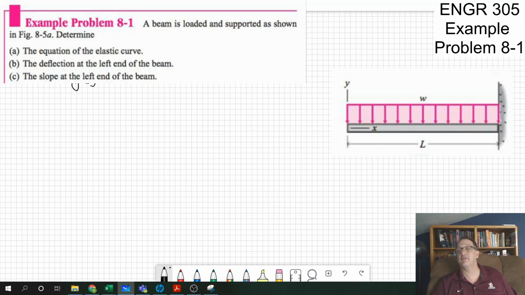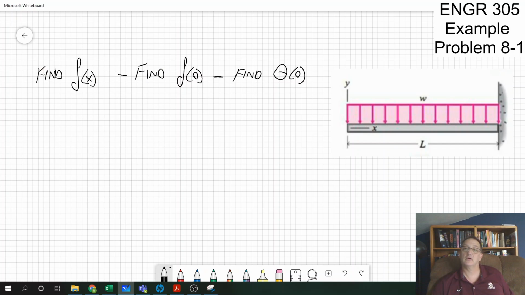Part B, find the deflection at the left end. I'll write that out. Find the deflection at 0. And lastly, the slope at the end of the beam. Find theta at the left end. Find theta at 0. Okay, so those are our goals: find delta as a function of x, find delta at 0, and find theta at 0. And that's using their coordinate system, which starts at the left end. So let's get into it.